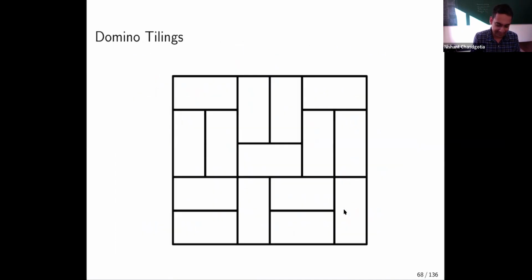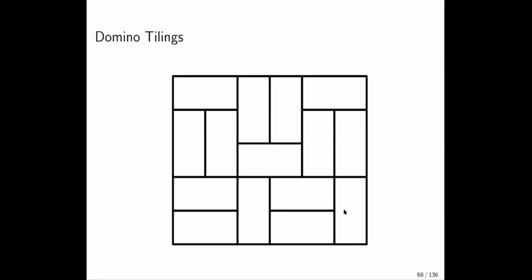And here is a tiling by dominoes. So this is 2 by 1. This is 1 by 2, and so on and so forth. Okay. Does everyone understand what a domino tiling is? Otherwise, you won't follow much of the rest of the talk. Could you please repeat what is a domino tiling?